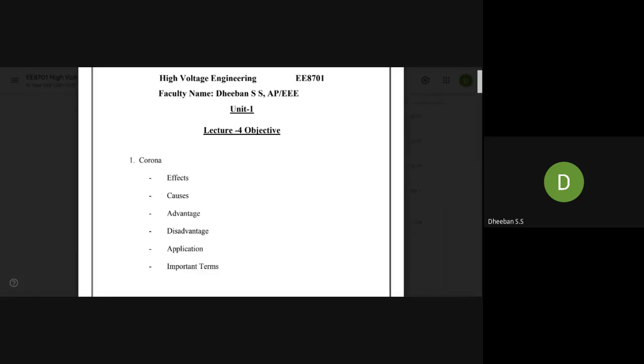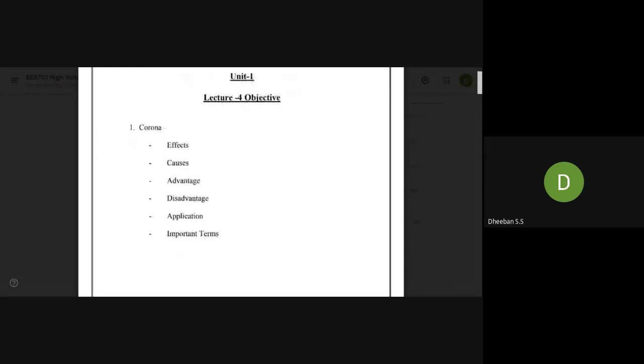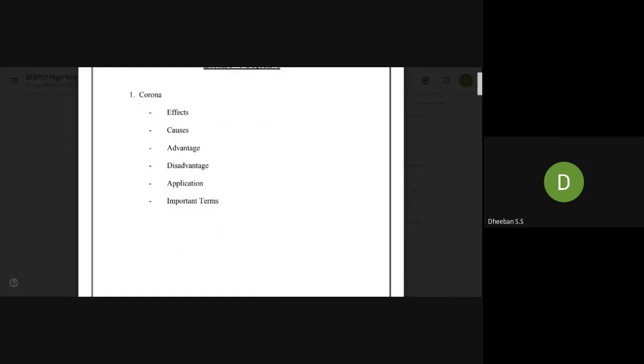For further calculation you can go and take your T&D book and see. In your T&D book it might be given very elaborately. Here I have given some brief points, so you can get into the topic directly. So corona. What do you mean by corona in terms of your electrical quantity?